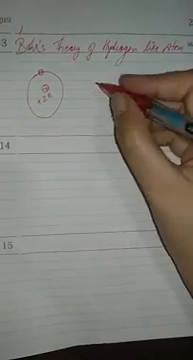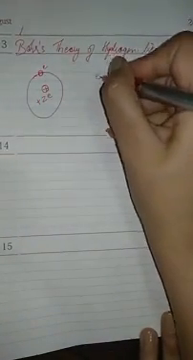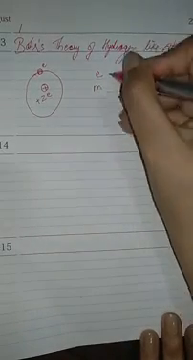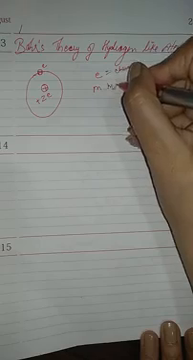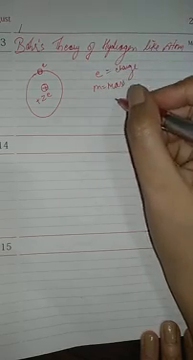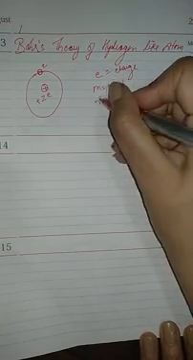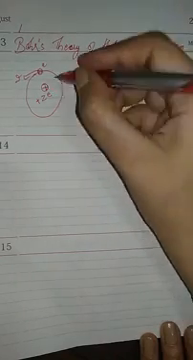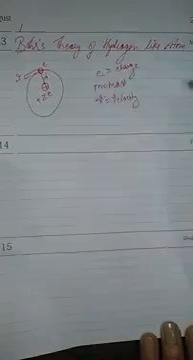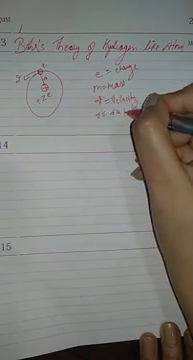So this electron has charge e, m is the mass of the electron, and it is revolving with velocity v. So v is the velocity of this particular electron, and r is the radius of the orbit.